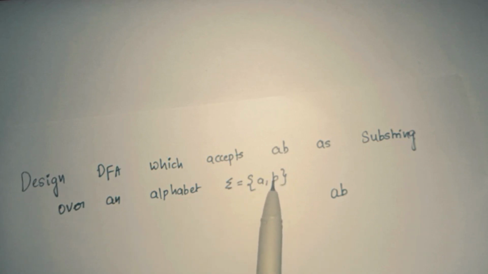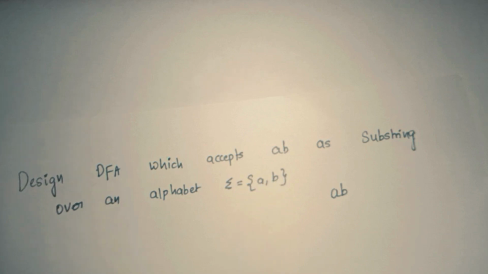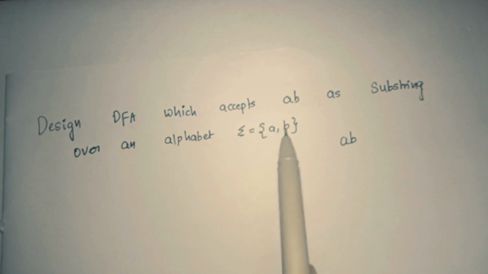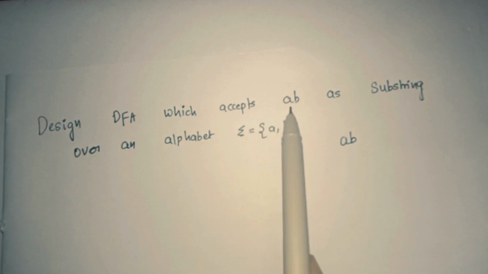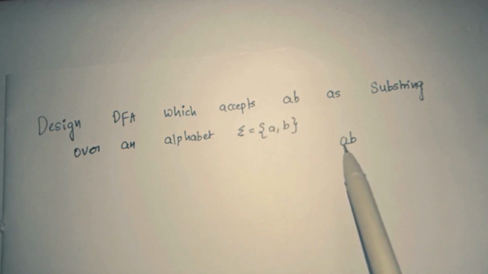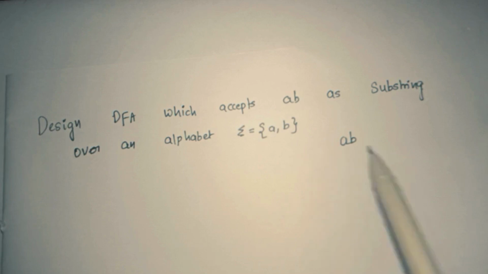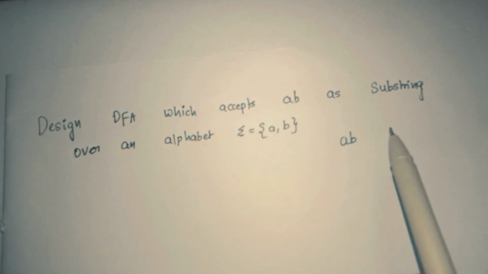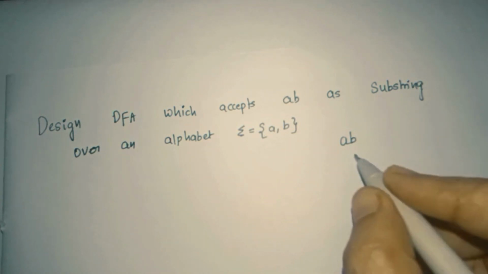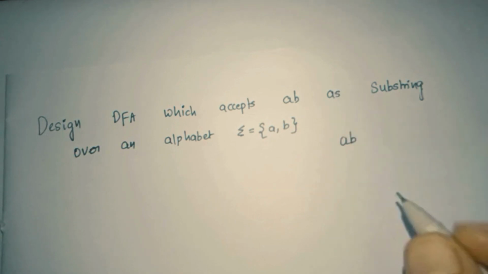Sigma equals a comma b means we have to design the deterministic finite automata in such a way that it should accept a string containing only the input symbols a and b. But there is a logic in this question: the string should have AB as a substring. Before AB it can have any number of A's or B's, and after AB it can have any number of A's and B's. First we will assume some sample strings.